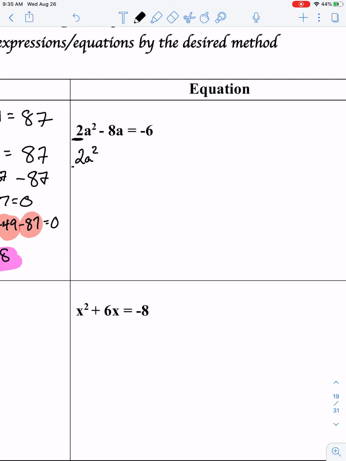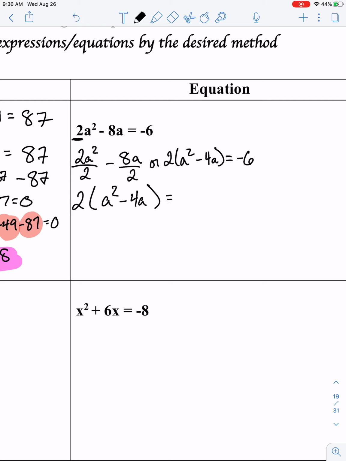So 2a squared divided by 2 minus 8a divided by 2. Another way you can think about this is factoring a 2. And again, we only do this for the left-hand side. And then it becomes the same thing we just did. So 2 times a squared minus 4a equals -6. Divide your b term, or your term with the degree of 1, by 2. 4 divided by 2 is 2. We then want to square it.